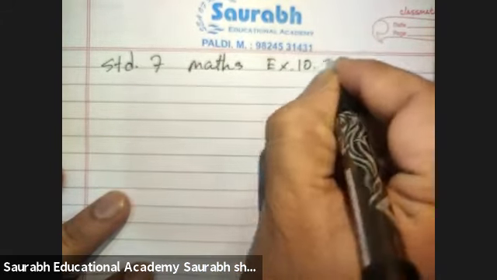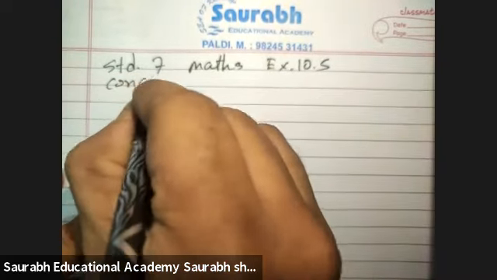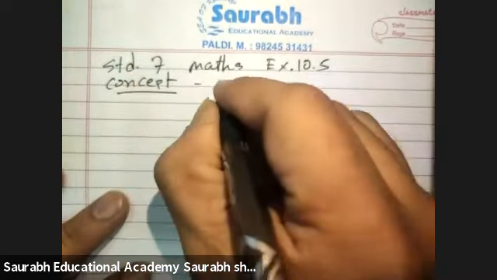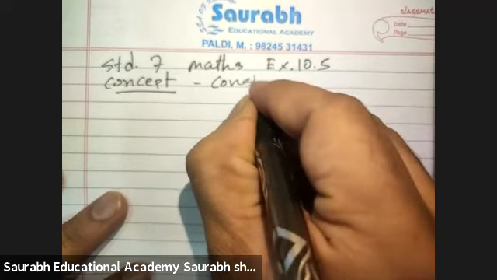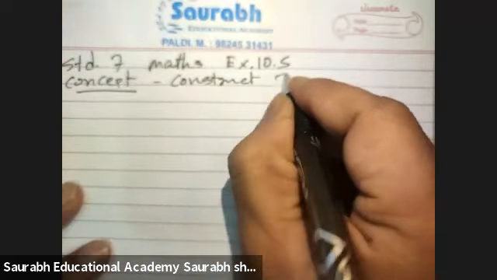Maths. Exercise 10.5. Concept: construct a right angle triangle.